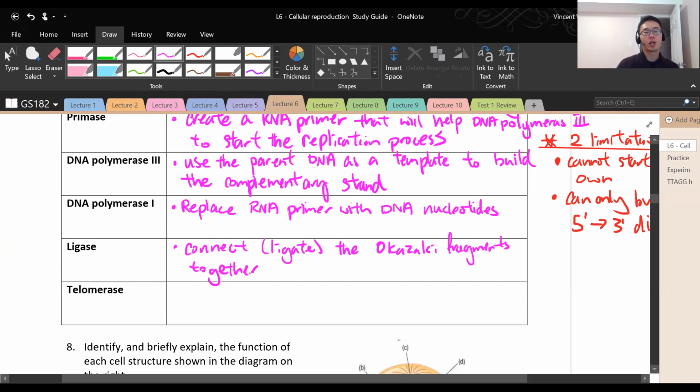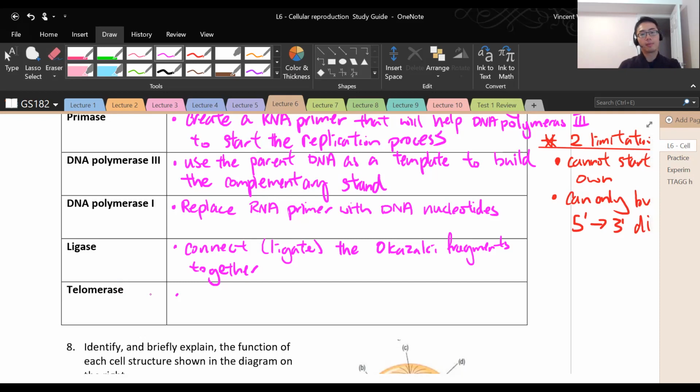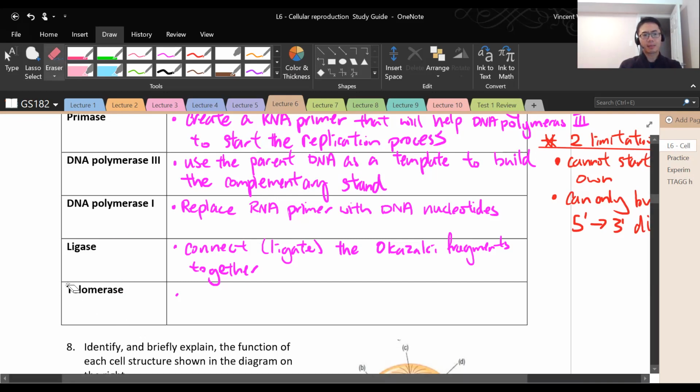And the Okazaki fragments are on the lagging strand. Okay. Telomerase. Not every cell expresses telomerase, but in stem cells, which are cells that can become any cell type in the body, and in germ cells, which are cells that will become sperm and eggs, we have an enzyme called telomerase. And the function of telomerase is to add TTAGGG to telomeres.